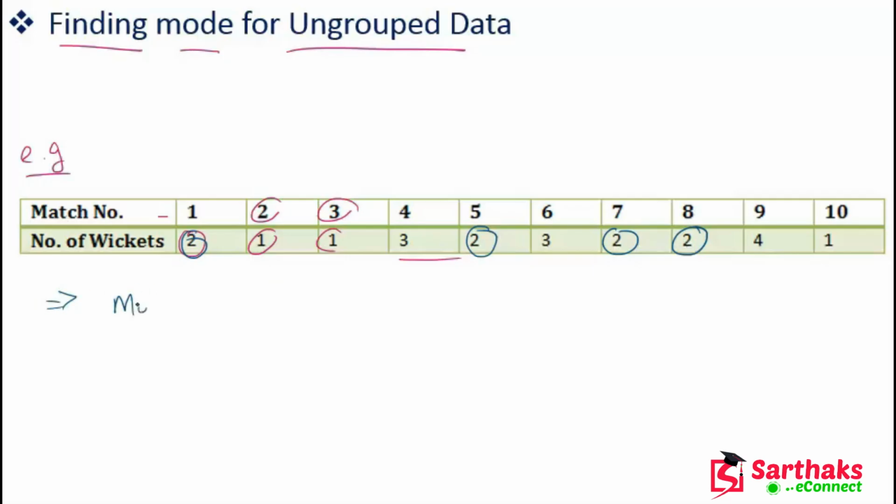the mod of this data given is 2. Okay, so this is our answer. So this is the method. This is a very simple method for finding the mod for ungrouped data, because in that method we have to find the mod from the observations. Okay, my dear friends. So now let's move on.